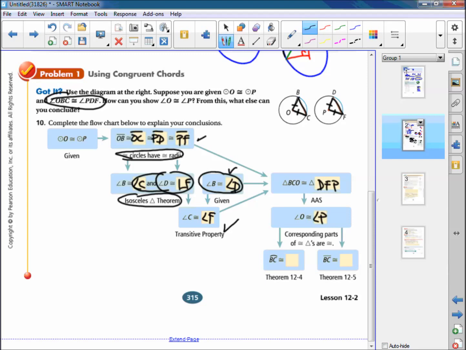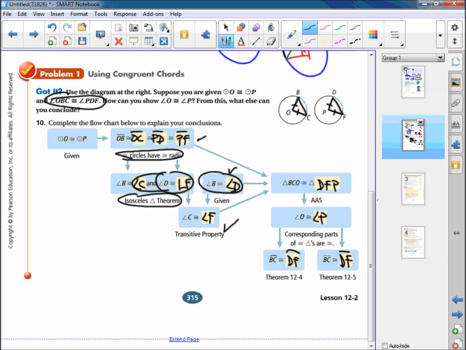Okay. And then since the central angles are the same, then we can definitely say that the arcs should be similar. So BC's arc should be the same as DF's arc. And BC's chord should be the same as the chord DF. And that's from theorem 12-4 and theorem 12-5.